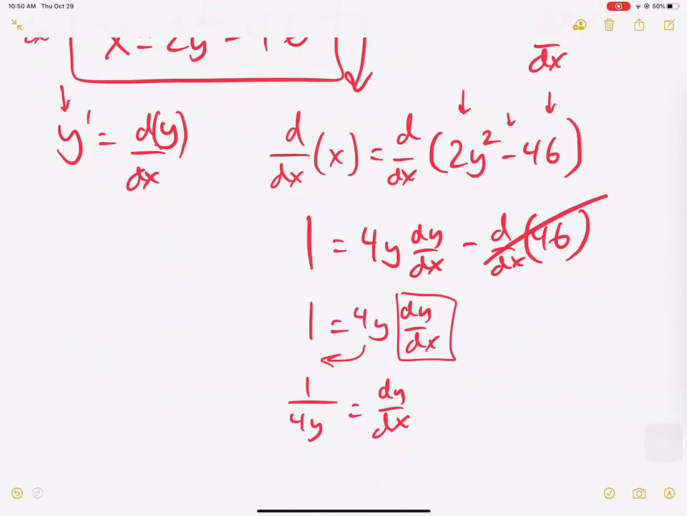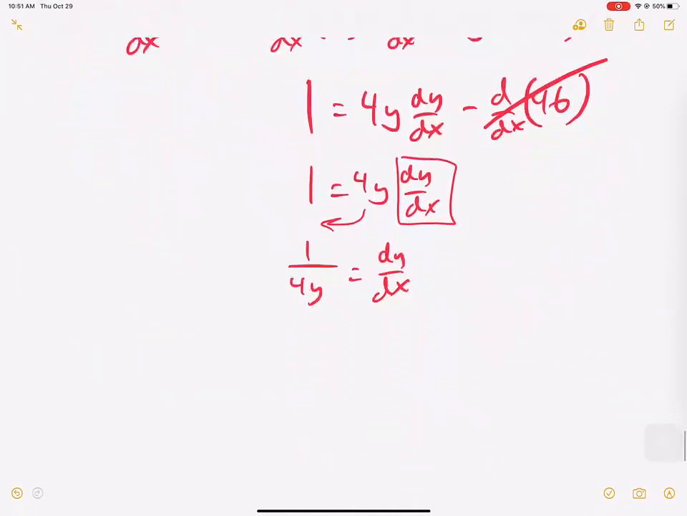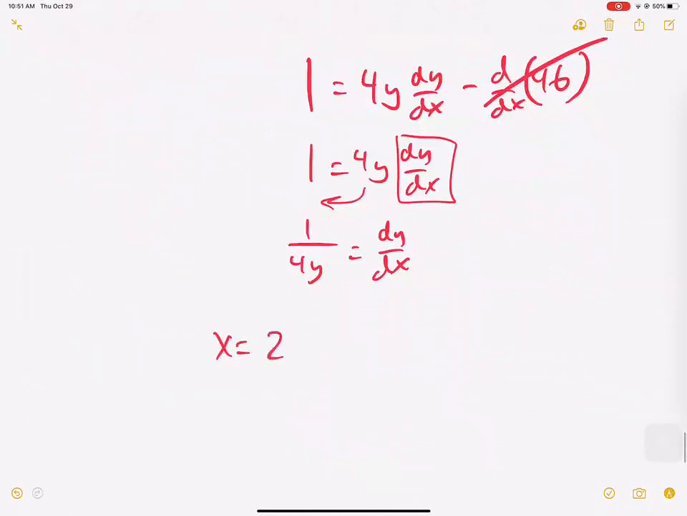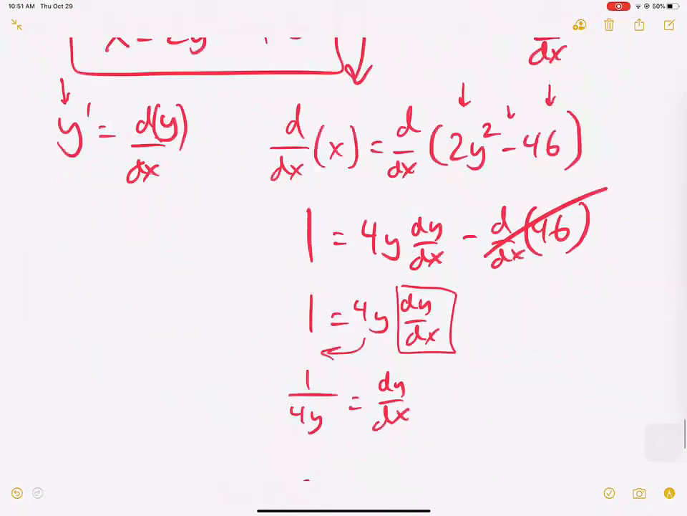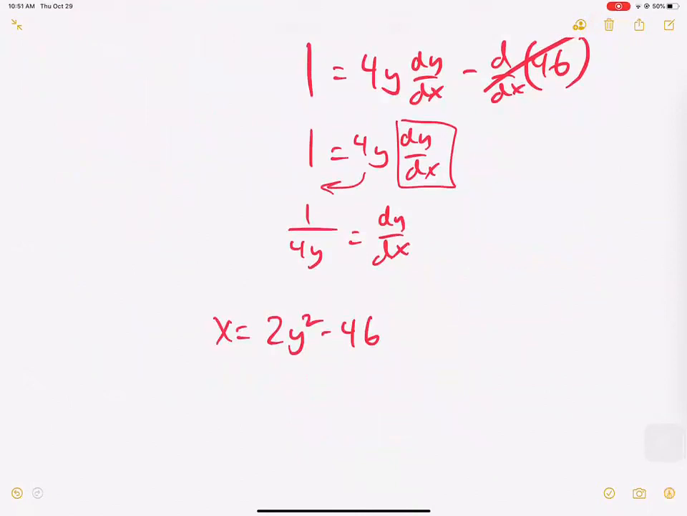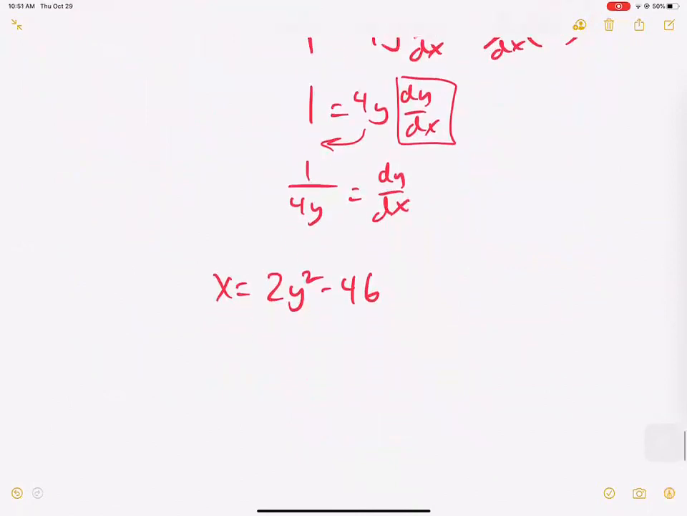I'm going to do the same problem with a different notation now, which is an easier notation. Same problem: x is equal to 2y squared minus 46. We're going to do the same problem, except I'm just going to ask you to take the derivative. What is the derivative of both sides?